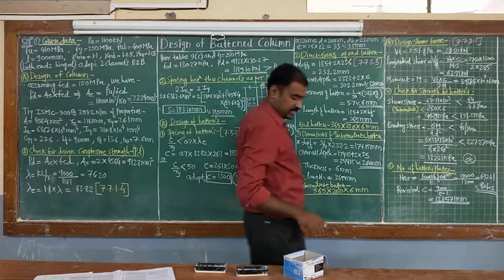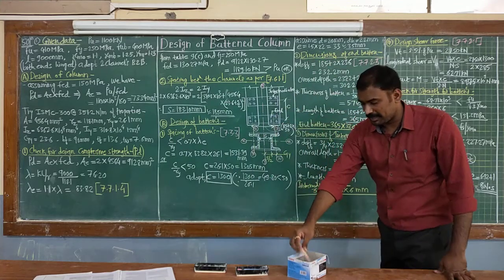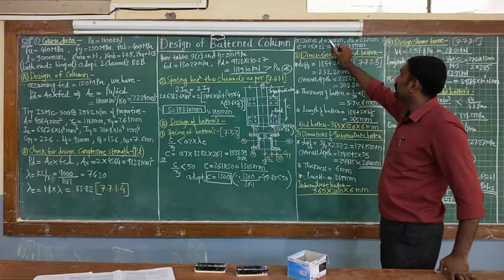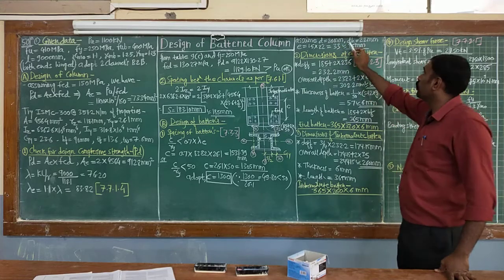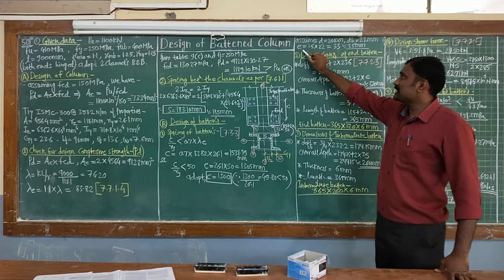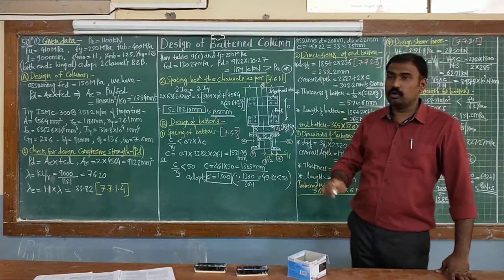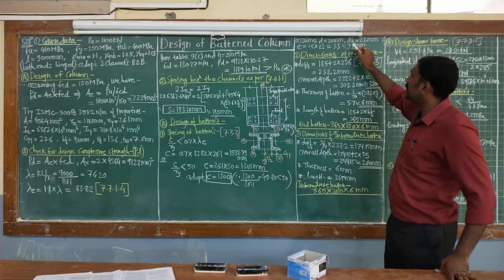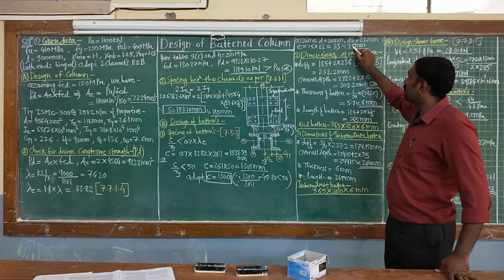We are adopting diameter of your bolt as 20 mm. From this you can define the diameter of hole, that is 22 mm. Edge distance is 1.5 times the diameter of hole, so that will be 33. We are round figuring 33 to 35 value.